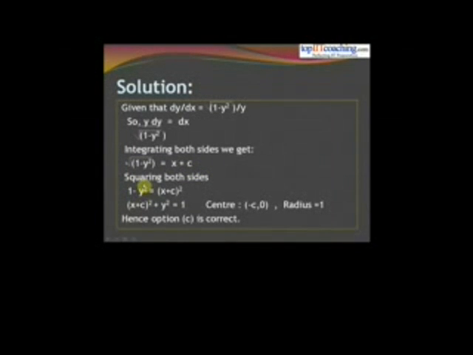Now we square both sides to get 1 minus y square equal to (x plus c) whole square, or (x plus c) whole square plus y square equal to 1. Now this is an equation of a circle, the center of which is (minus c, 0) and the radius is equal to 1. Thus the differential equation when solved gives (x plus c) whole square plus y square equal to 1, which is the equation of a circle, the center (minus c, 0) and radius 1. Now this is nothing but option number C, and so we can say that option number C is correct.